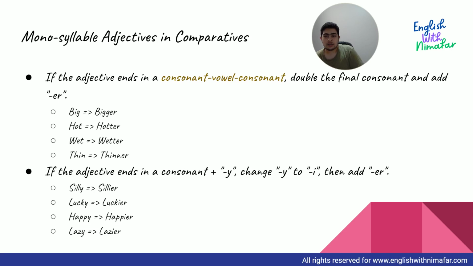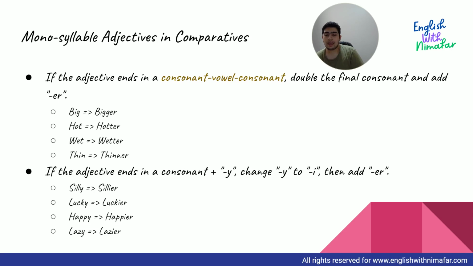If the adjective is monosyllable, we are just talking about monosyllable only. If the adjective ends in a consonant, vowel, consonant, the pattern we talked about, double the final consonant, meaning double the last letter, and add er. For example, we have big, B-I-G. Consonant, vowel, consonant. Double the final letter, which is G. So double G, then ER: bigger. B-I-G-G-E-R. If you say B-I-G-E-R, that's wrong. Hot, hotter, wet, wetter, thin, thinner. So this is for that.